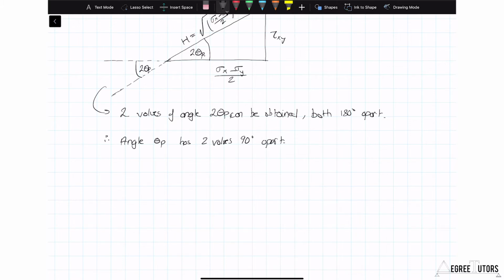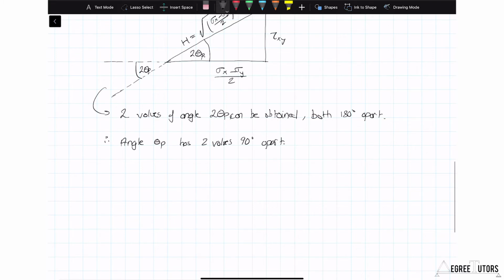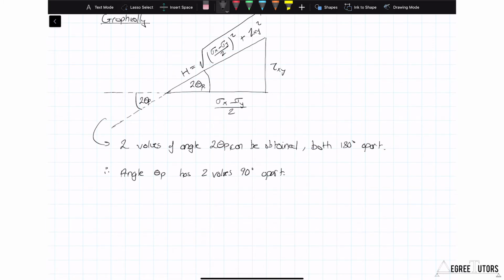It makes sense to us because we're going to have the maximum value of the normal stress and the minimum value of the normal stress. Remember, the sum of the normal stresses on two perpendicular planes must be constant, right? So if the maximum value is occurring on one plane, then the value on the perpendicular plane must be the minimum value. We defined at the start that the maximum and minimum values of normal stress occur on principal planes, they're principal stresses. So it makes sense that these two possible values of theta p are 90 degrees apart.